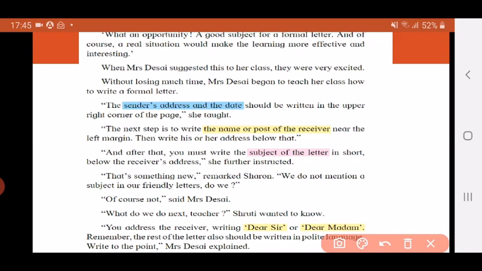Shruti asks, "You address the receiver by writing dear sir or dear madam." Remember, the rest of the letter also should be written in polite language. Right to the point, Mrs. Desai explained. Subject के नीचे आप जो रिसीवर को पत्र भेज रहे हो उसका नाम लिखेंगे, and you will address the receiver by writing dear, or if she is a principal, you can give respect and write respected madam.